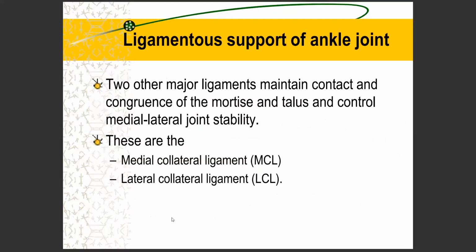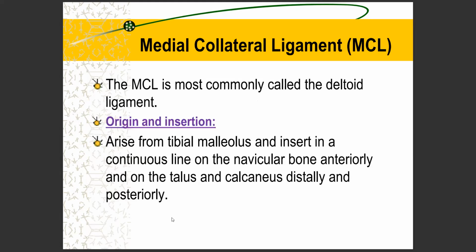Now we will talk about the ligaments which support the ankle joint, and all the ligaments of the ankle joint can be categorized into two major groups: the medial collateral ligaments and the lateral collateral ligaments, simply the medial ligaments and the lateral ligaments. The medial collateral ligament, MCL, is most commonly called the deltoid ligament.